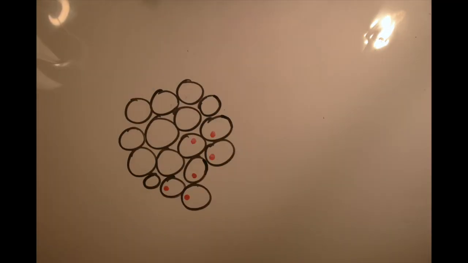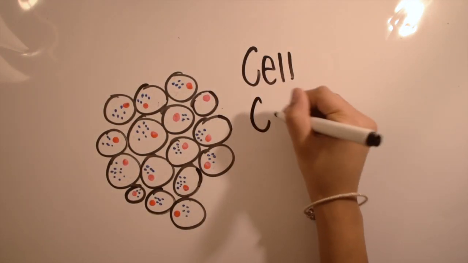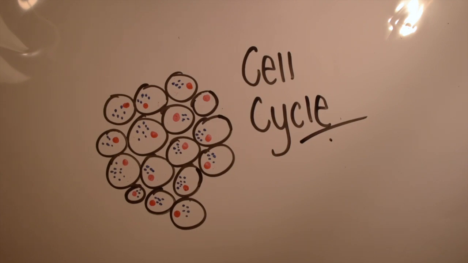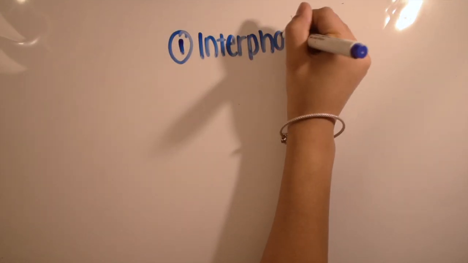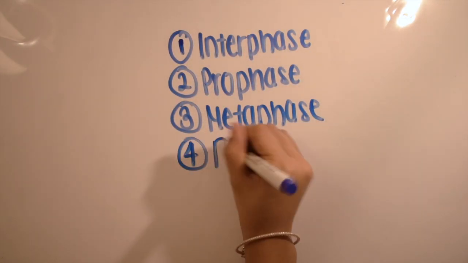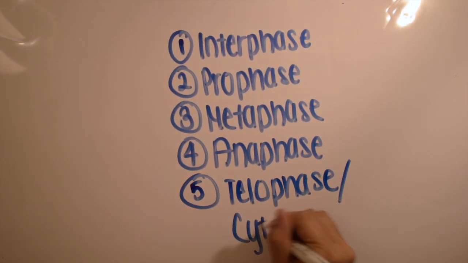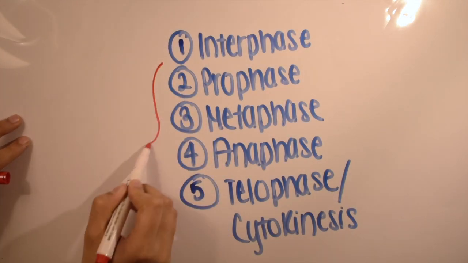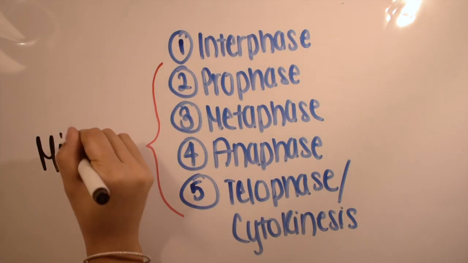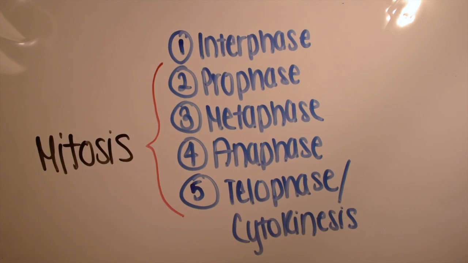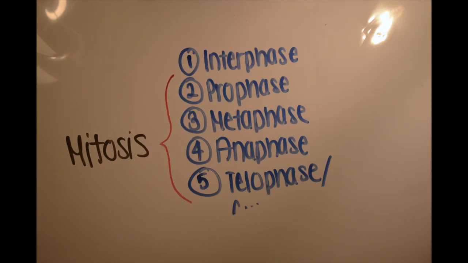Hi, my name is Tanya, and today we're going to be talking about the life of a cell, the steps, the phases in the life of a cell, also known as the cell cycle. To start off, there are 5 steps to the cell cycle. There is interphase, prophase, metaphase, anaphase, telophase, and cytokinesis. The last 4 steps are part of a process called mitosis, which is basically the replication of a cell.